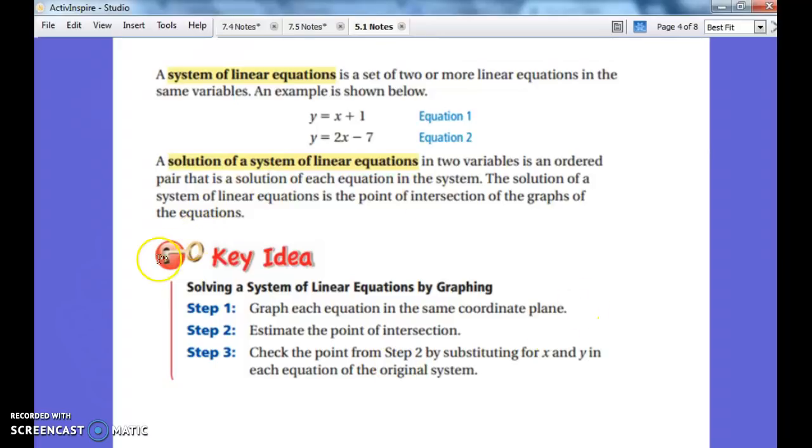Here's a set of steps in your key idea that explains how to solve a system of linear equations by graphing. Step 1, graph each equation in the same coordinate plane. Step 2, estimate the point of intersection. Step 3, check the point from step 2 by substituting for x and y in each equation of the original system. Let's take a look at how we can do this.